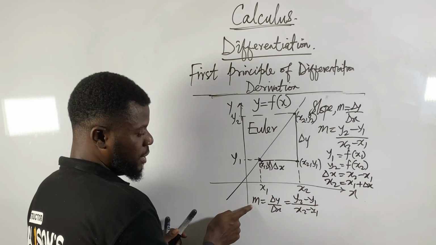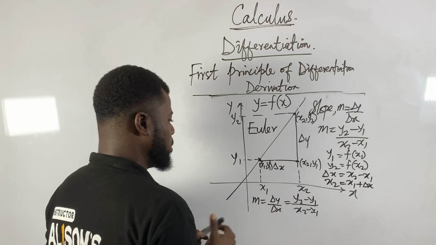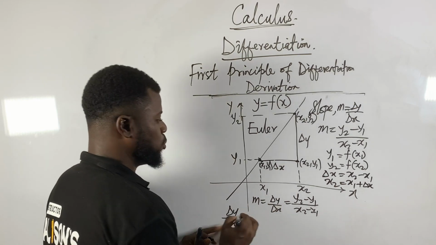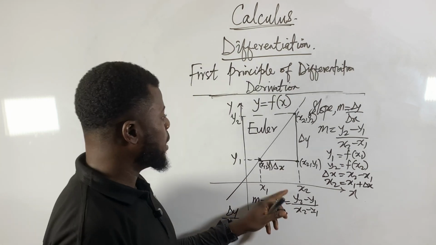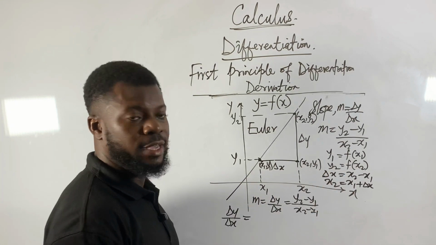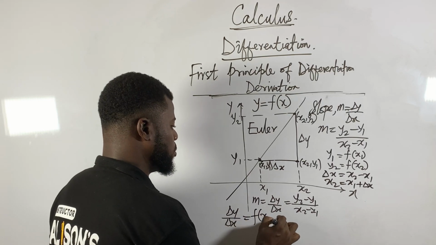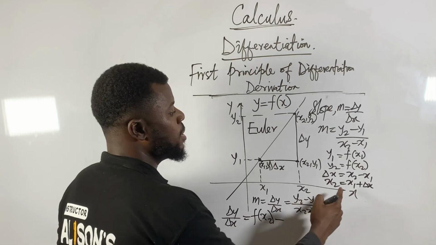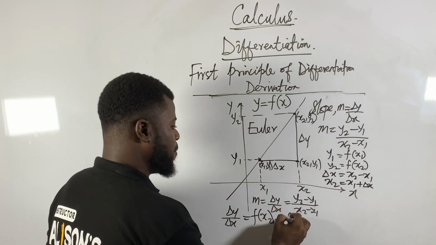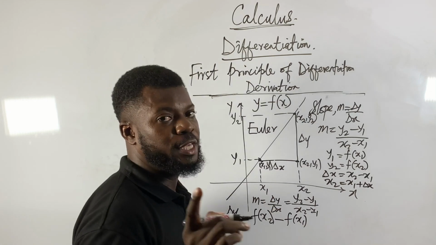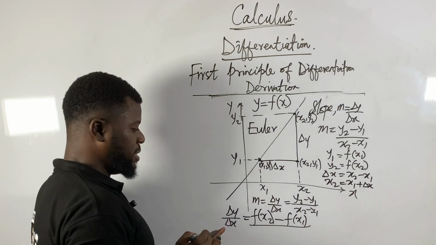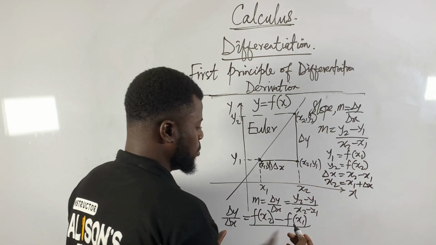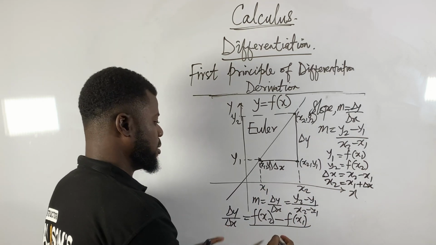So I know we use the slope again, m, this symbol. Let's just use dy over dx. So dy over dx, the slope now, will be equal to, what will be y2? y2 now is f of x2. Minus, what will be y1? y1 is f of x1. All over, what will be dx? dx is x2 minus x1. So that means any place where I see x2 minus x1, I will replace it with this dx.